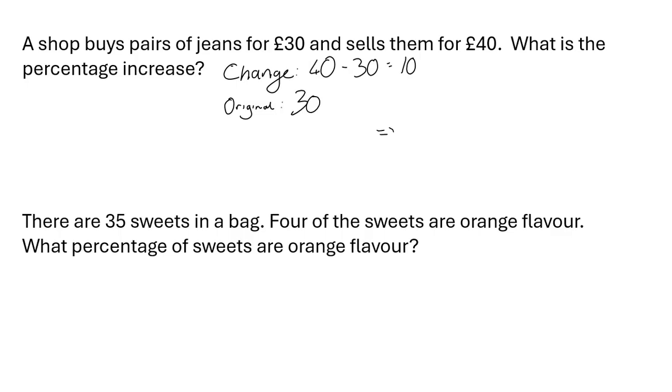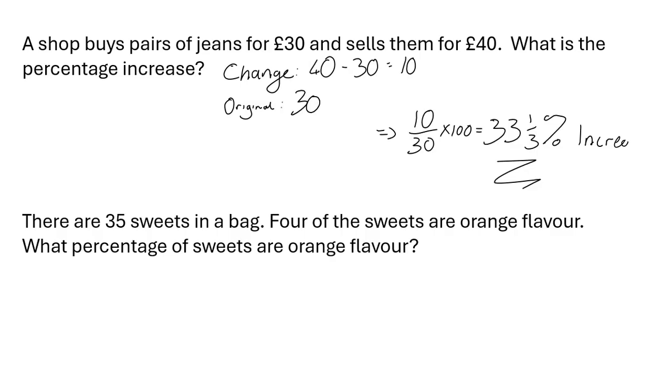So what I can then do is say, right, I can calculate my percentage change from that. I'm going to do 10 divided by 30 and multiply it by 100. Now 10 divided by 30 is the same as a third. A third times 100, we'll write that as 33 1/3%. So there you go, that's the percentage. But again, look at the context. It's an increase. Put it in the context of the question. The price has gone up. It's an increase in price.